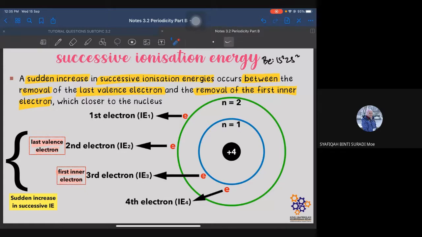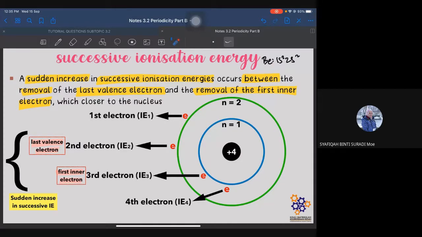Next, kita nak remove the second electron. Okay, kita nak remove the second electron daripada 1s2, 2s1 tadi ni. Nak remove second, so tak adalah dah ni. Okay, tinggal 1s2 sahaja. So 1s2 ni adalah inner electron. Which means that the second electron that is removed just now is actually our last valence electron. Okay, so bila kita nak remove the third electron, kita actually remove the third electron from the first inner electron, 1s2 ni. Kita nak remove first inner electron.